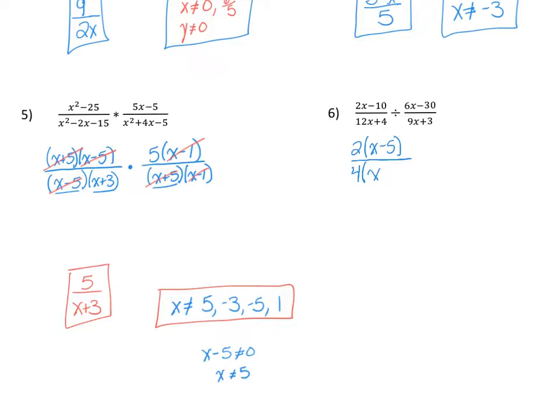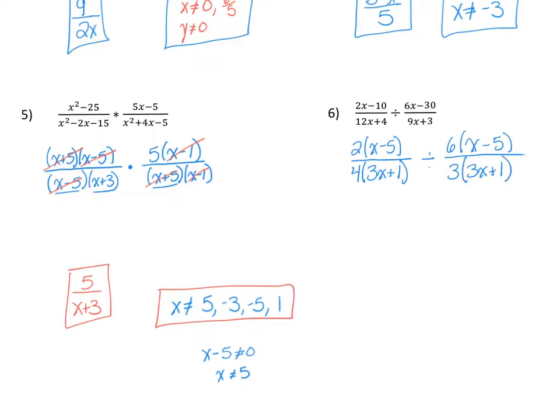Oops, excuse me. Let me just fix this real quick. When you factor out a 4, you get 3x plus 1, divided by, factor out a 6. And we can factor out a 3. So we're left with 3x plus 1.